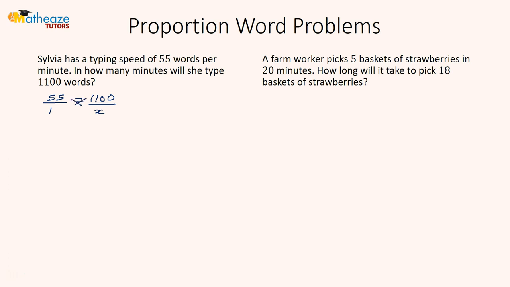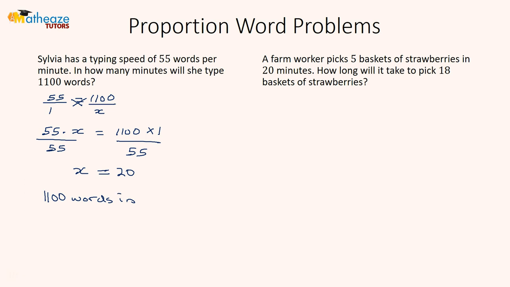So we're going to apply the cross product here, and we're going to have 55 times x equal to 1100, or 1100 times 1. So we divide both sides by 55. So this becomes x on this side, and then 1100 divided by 55. Let's pick 110 divided by 55. That gives us 2, and then we have 0. So she's going to type 1100 words in 20 minutes.